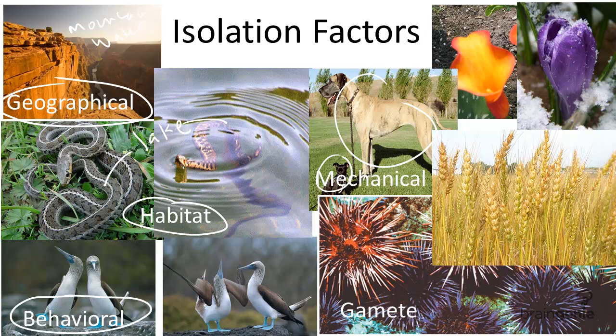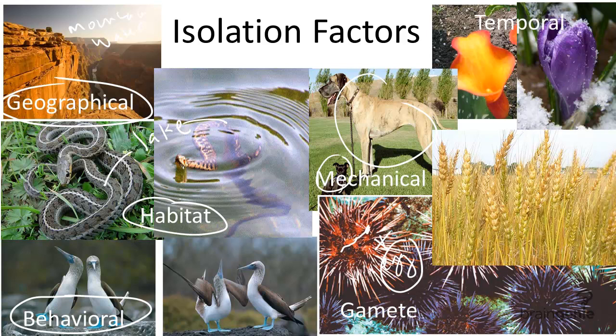Gamete isolation occurs when the sperm of one species cannot fertilize the egg of another. Sea urchins, for example, are only able to fertilize 1.5% of the ovules of other species, whereas other marine life, such as coral, can crossbreed with other species more widely. So this is not happening.